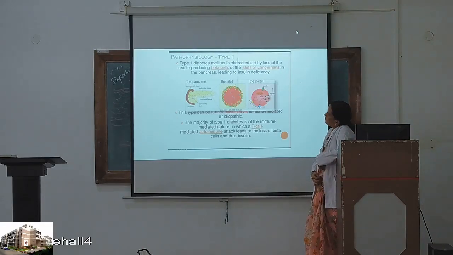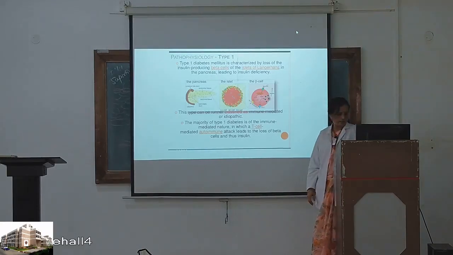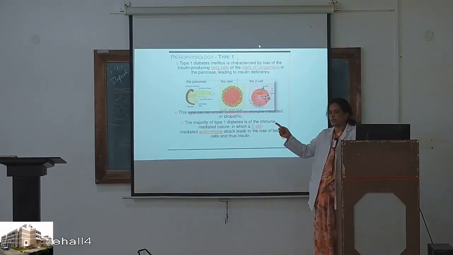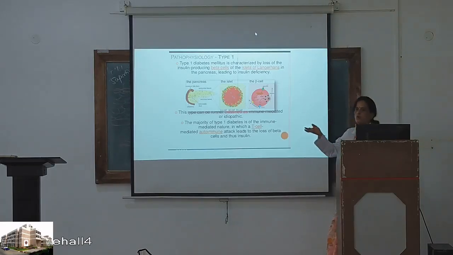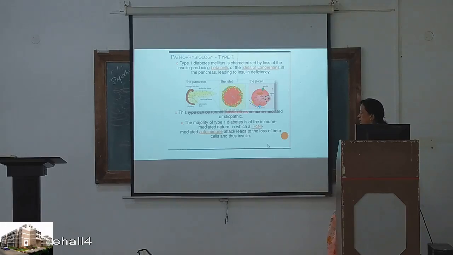Now, repeating the pathophysiology of type 1 diabetes mellitus. You know that insulin is not produced here. We have already dealt with the causes for beta cells not producing it, either destruction, autoantibodies and all that. So that leads to insulin deficiency. Remember, there are two types: immune mediated and idiopathic. The majority are immune mediated, in which a T cell mediated autoimmune attack leads to loss of beta cells, and thus insulin production is not there.